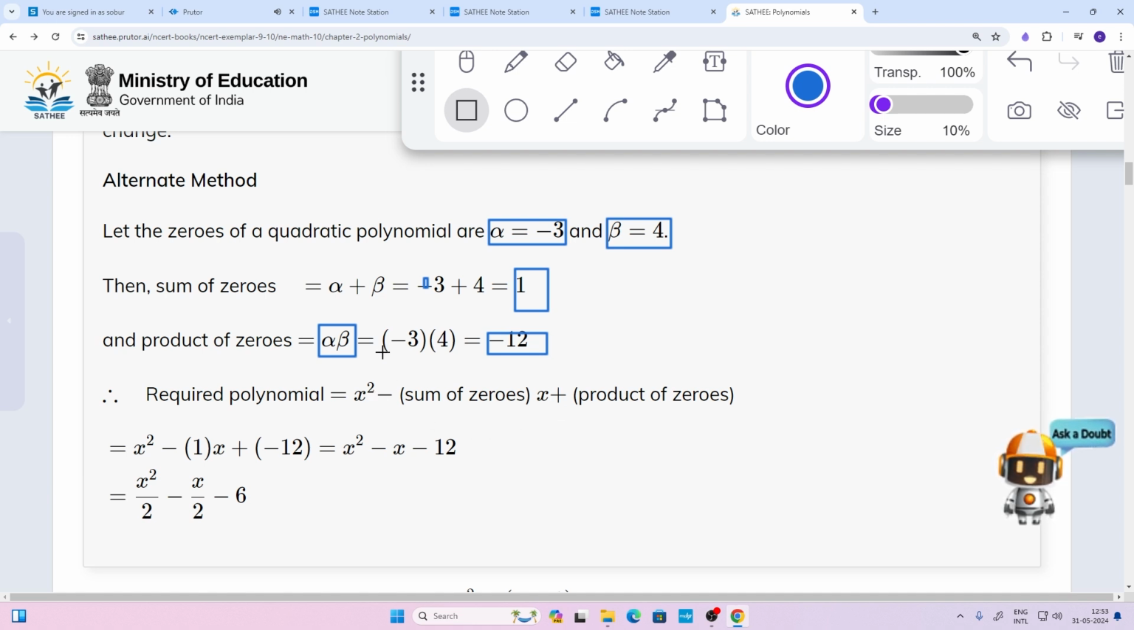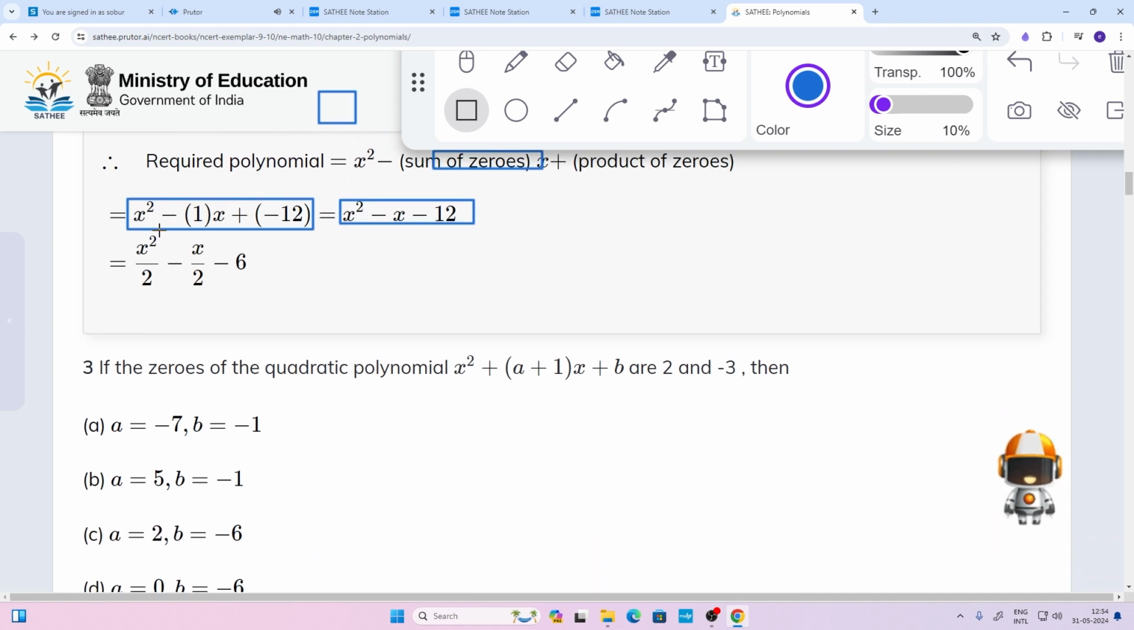Therefore the required polynomial is equal to x square minus sum of zeros times x plus product of zeros. That is equal to x square minus 1 times x plus -12. If you simplify this, you get x square minus x minus 12. Now you can divide this polynomial by 2, since if we multiply or divide a polynomial by a constant, the zeros of that polynomial do not change. So we can write this polynomial as x square by 2 minus x by 2 minus 6. So this is our answer.